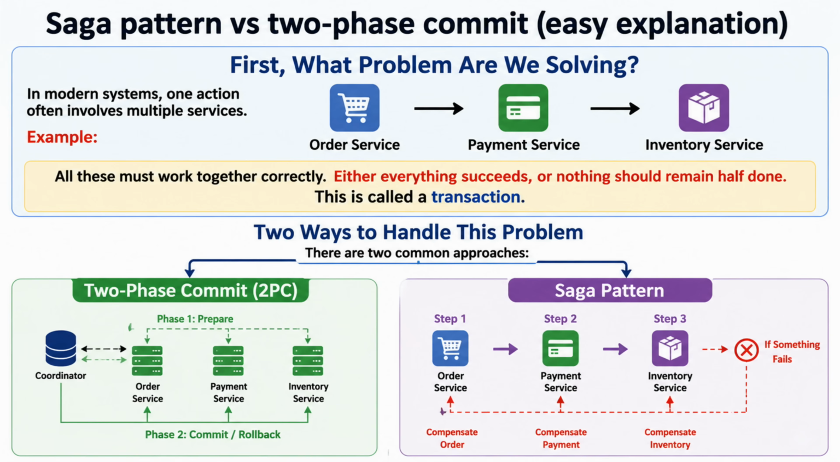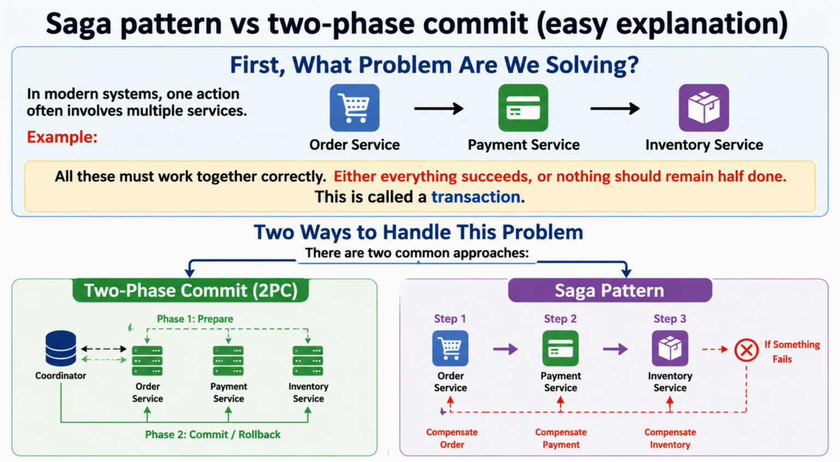Suppose you place an online order. The system must create the order, process payment, and update inventory. But what happens if payment succeeds and inventory update fails? Should the system cancel everything or should the system fix the problem later?